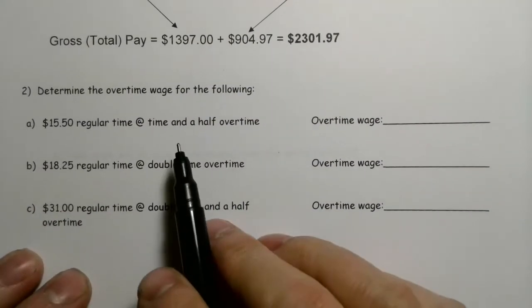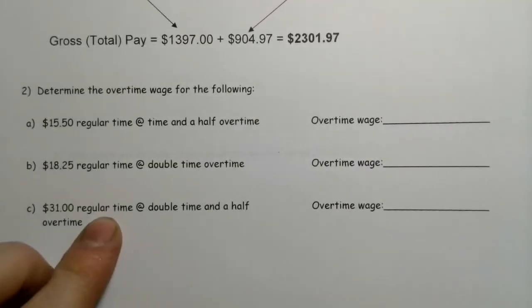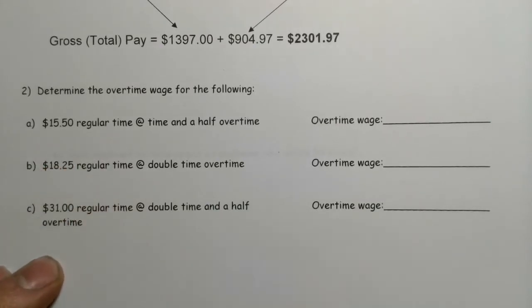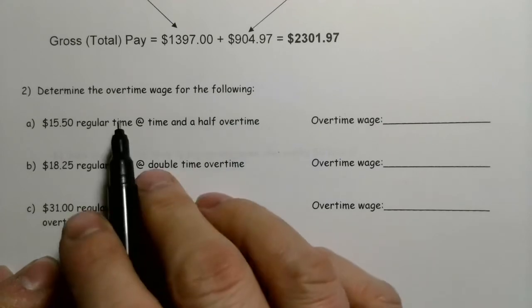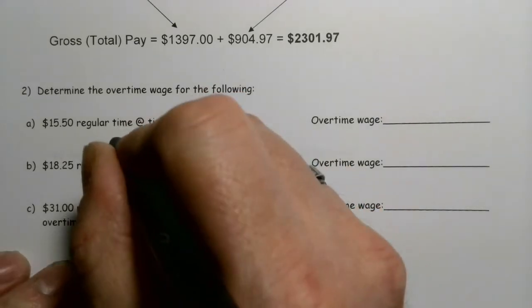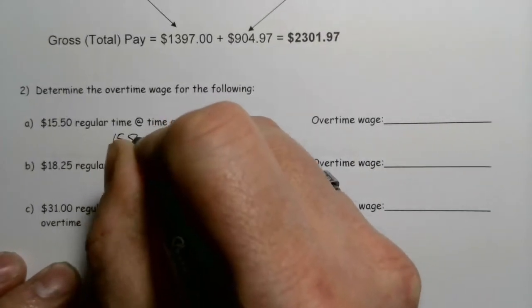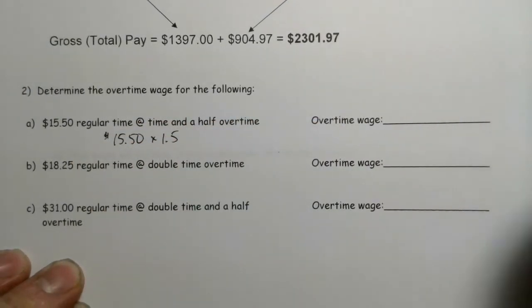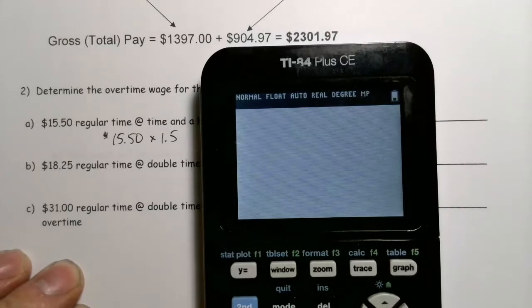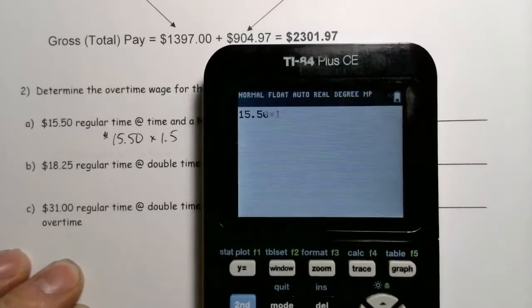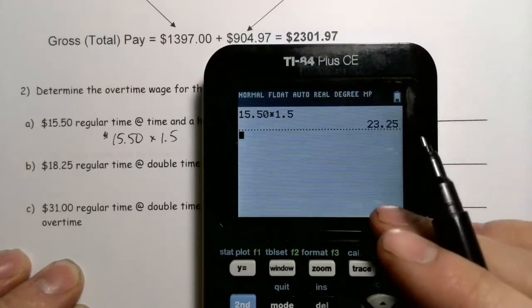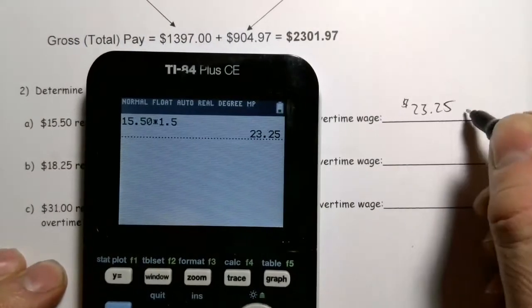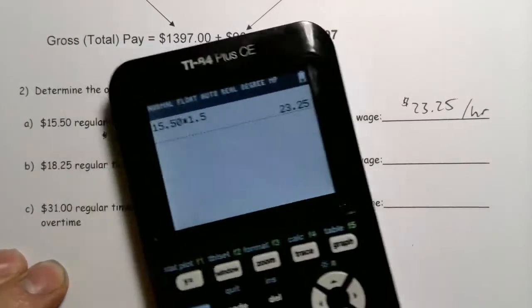So we're going to determine the overtime wage for the following. Let's say you got $15.50 regular time per hour, but we get time and a half for overtime. So what's our overtime wage? Well, that's going to be $15.50 multiplied by 1.5. On my calculator, $15.50 times 1.5, and we're going to get $23.25 per hour.